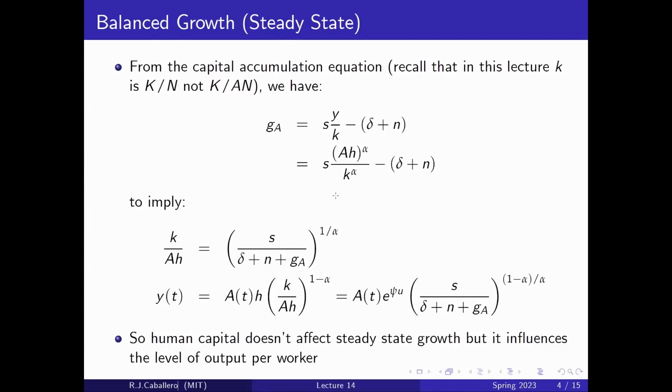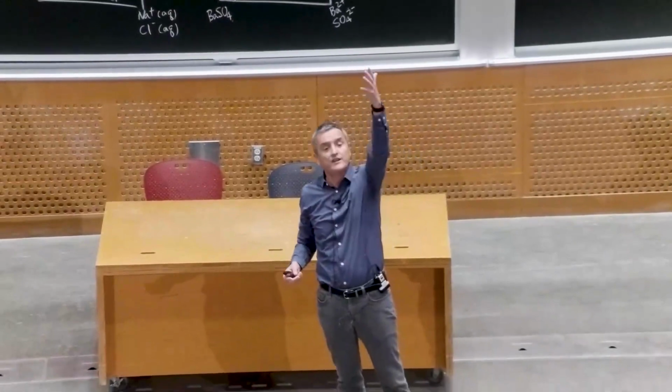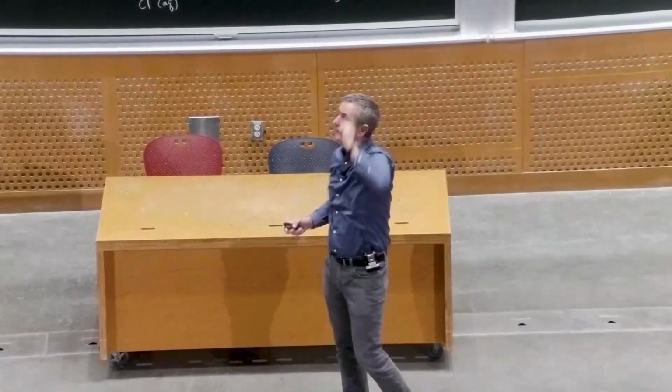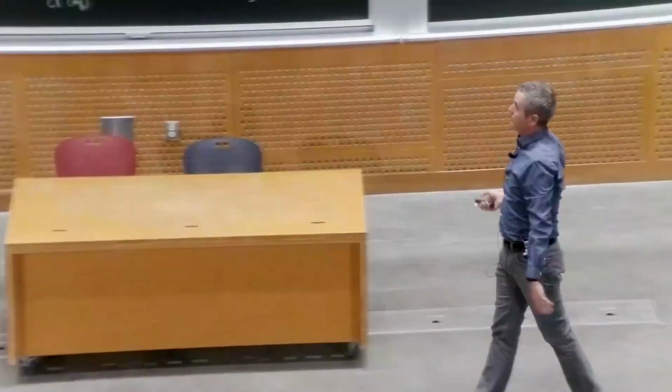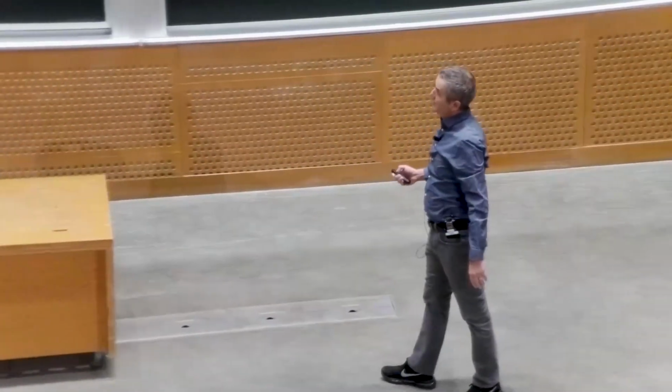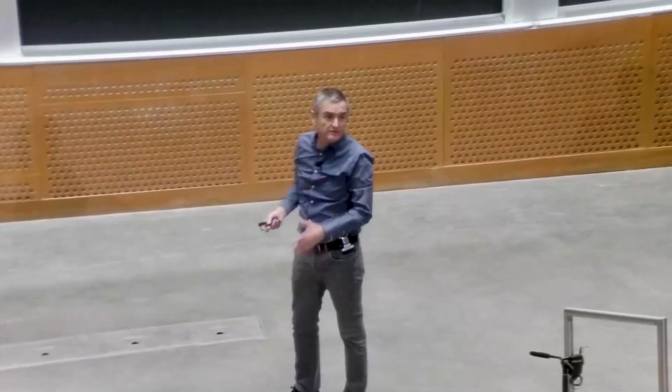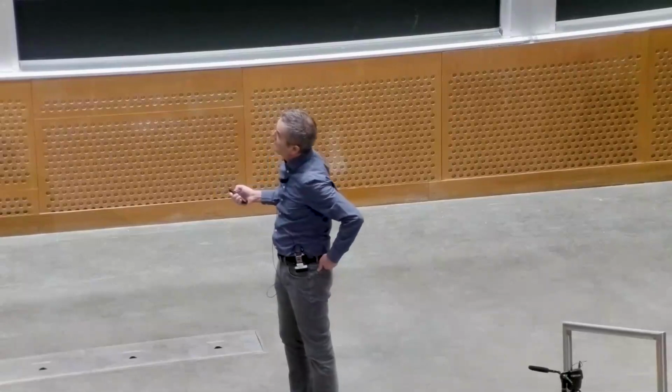It is increasing in the saving rate, which you already had in the model we discussed before. If the saving rate is higher, then you're going to end up with a higher capital per effective worker ratio in a steady state. It's decreasing in population growth. All these things you already saw before.